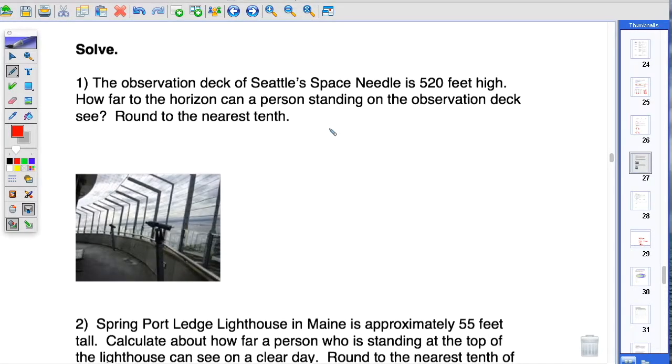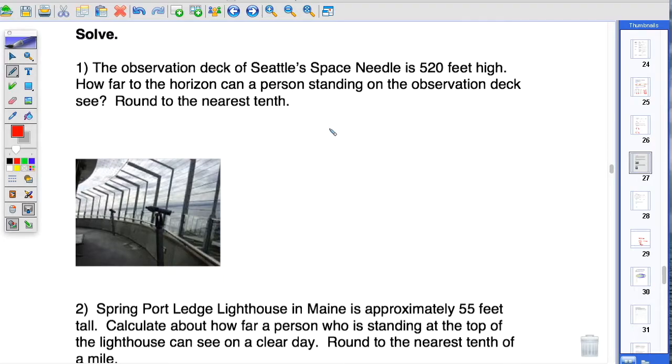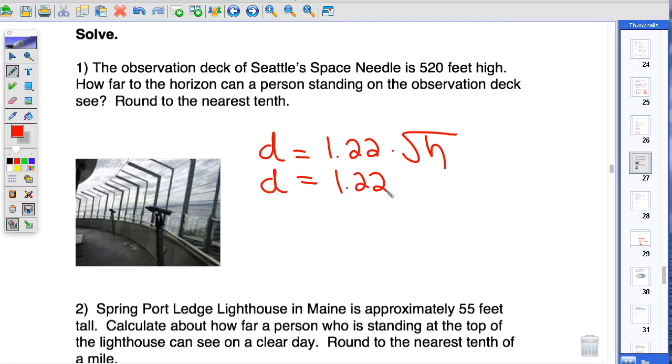The observation deck of the Seattle Space Needle is 520 feet high. How far to the horizon can a person see standing on the observation deck? Round to the nearest tenth. So we're going to use the formula d is equal to 1.22 times the square root of h. We substitute in. We want to find the distance, so we have 1.22 times the square root of 520.